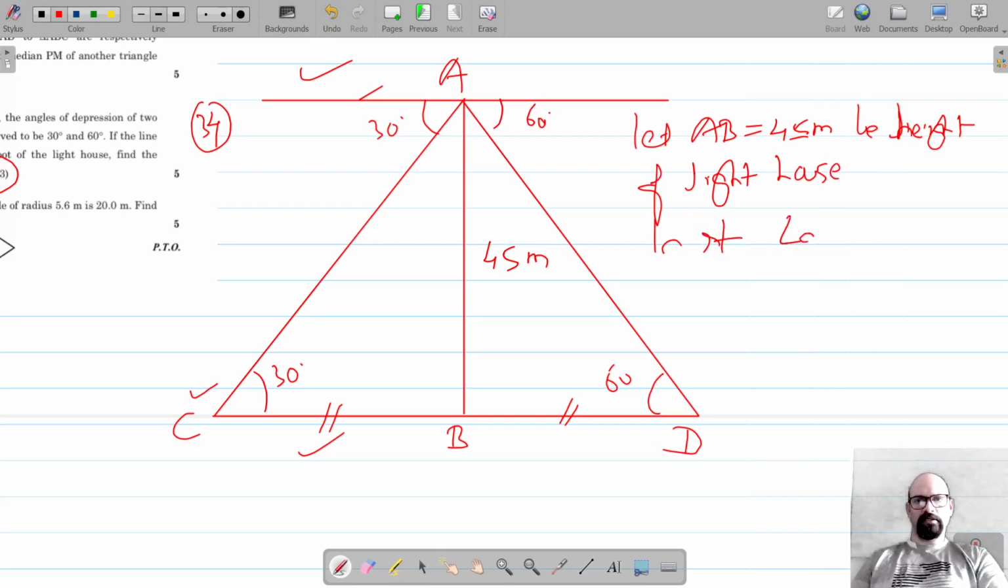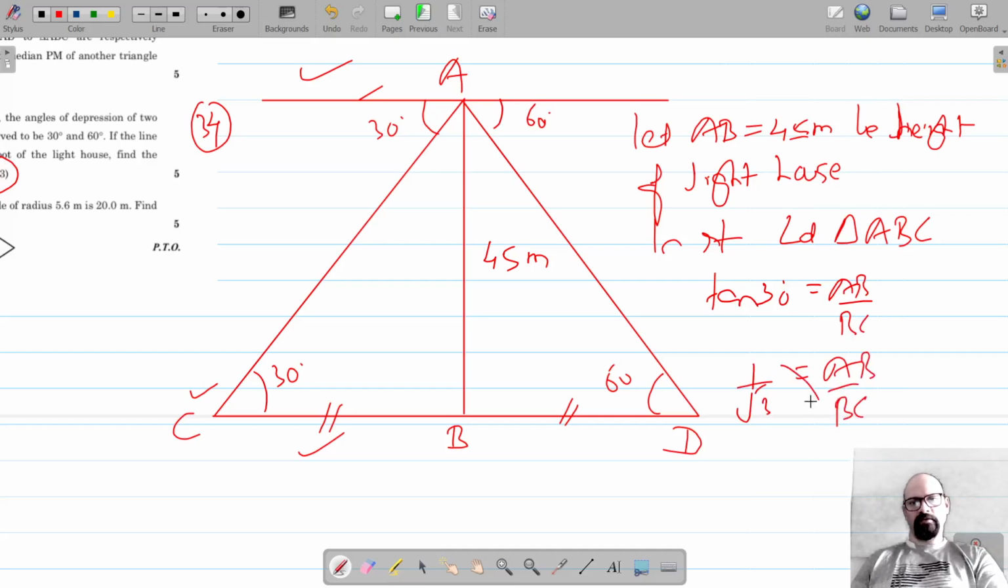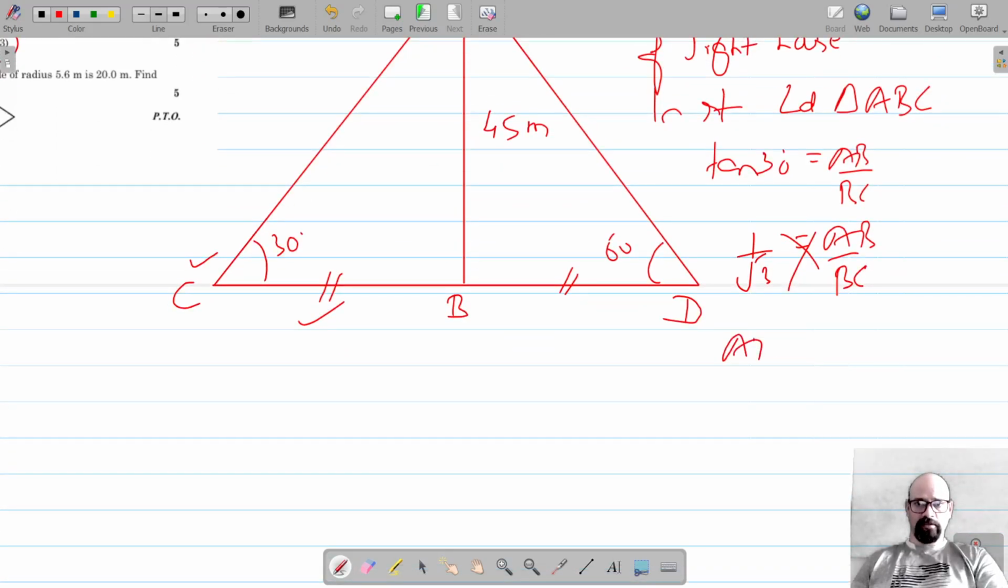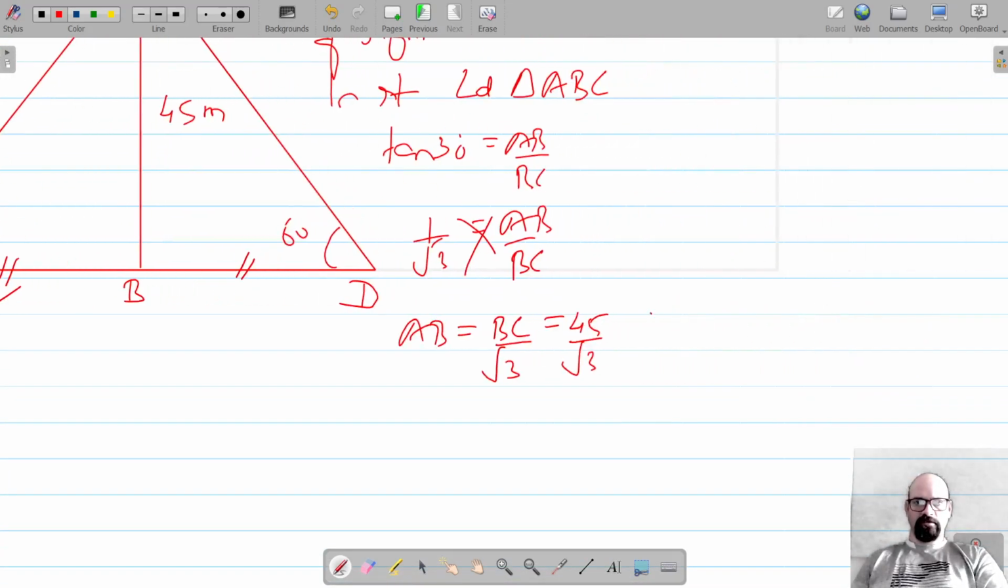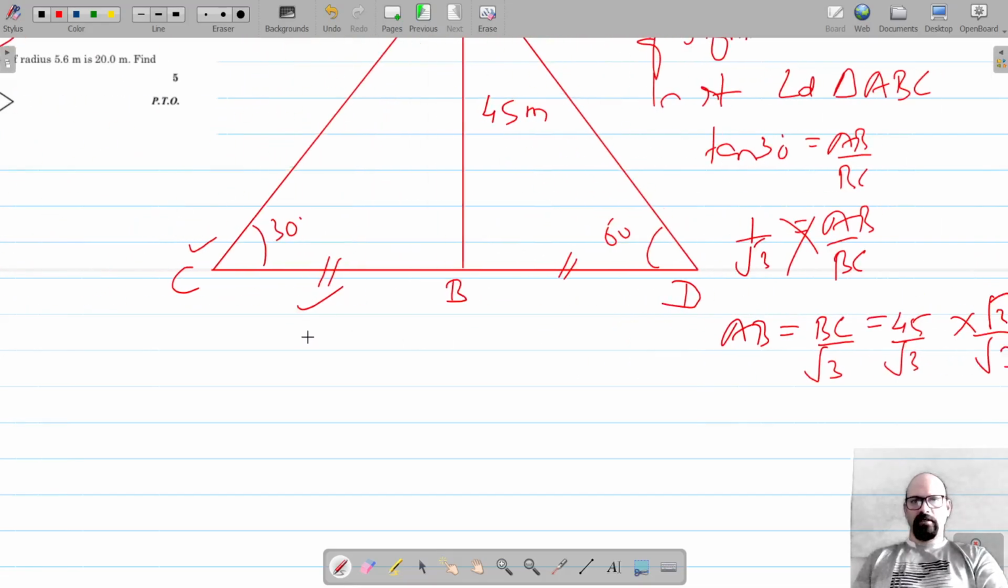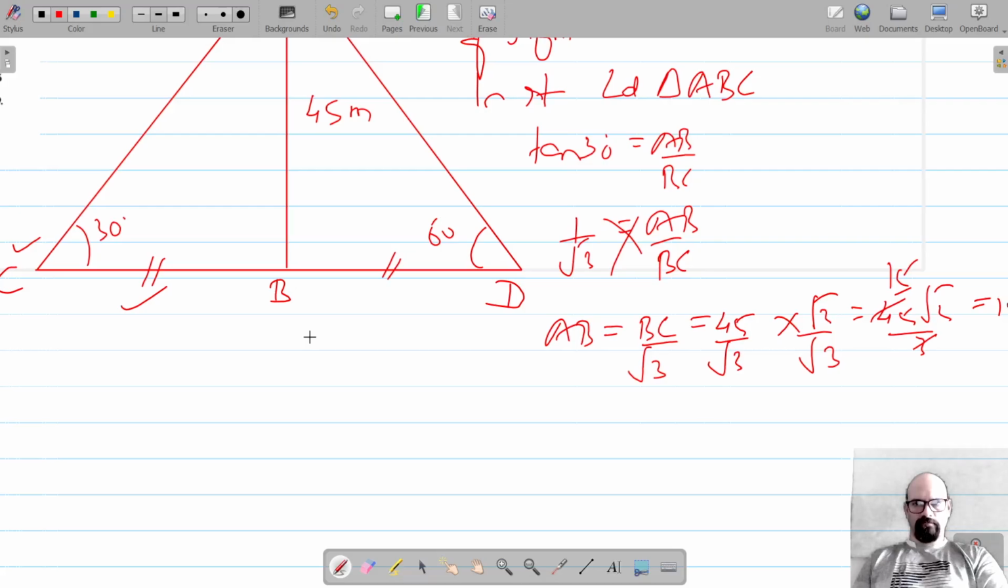Now, in right angle triangle ABC, we can use tan 30. So tan 30 is equal to AB by BC, and tan 30 is 1 by root 3. If we cross multiply this, that gives me AB is equal to BC by root 3, and BC is 45 by root 3. If we rationalize this, this is 45 root 3 by 3, which is 15 root 3.